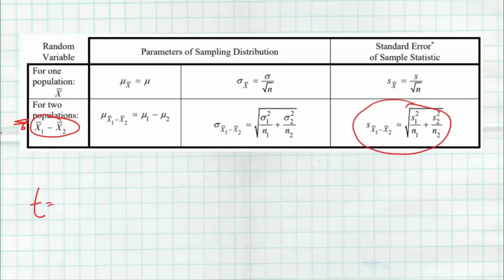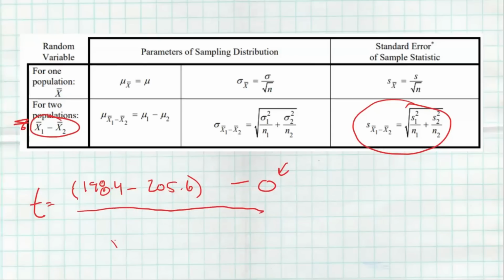So our test statistic is going to be looking at the difference in our samples, which would be 198.4, that was the mean for X, minus the mean for Y, 205.6, minus 0, because we assumed from the null that there was no difference. And we're going to divide that by our standard error formula, which is right here. That's the whole point of me showing you this on the formula sheet right there. So that's going to be taking the standard deviation 27.3 squared divided by the 105 from that sample, plus 31.2 squared, that was the standard deviation from Y, divided by the sample size from Y, which was 125.